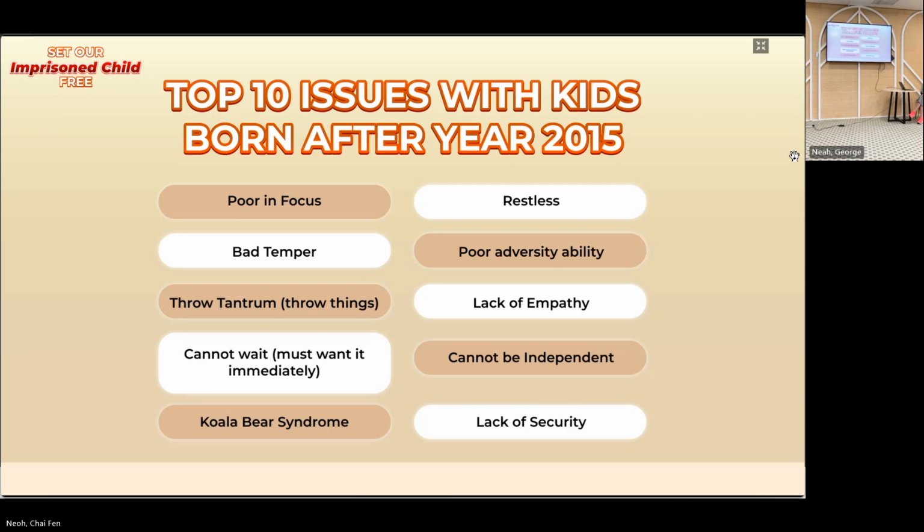Any wordings that you don't understand? Okay, koala bear syndrome. They lack security to the extent that they just koala you wherever you go. When you go into the toilet, "Mommy, come out." You know, that's koala bear syndrome. They need someone to be with them. Okay, any other terms that you would like to clarify?